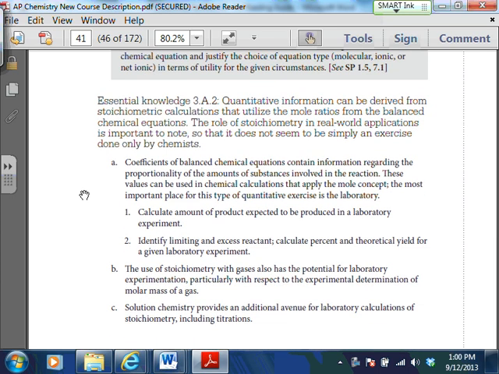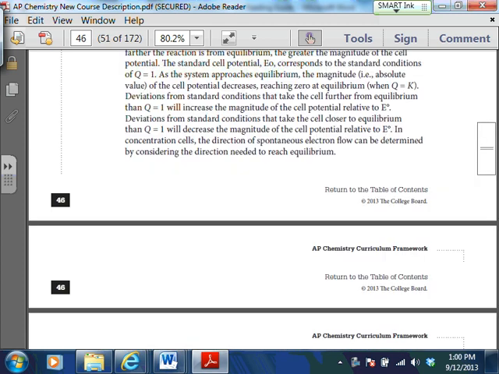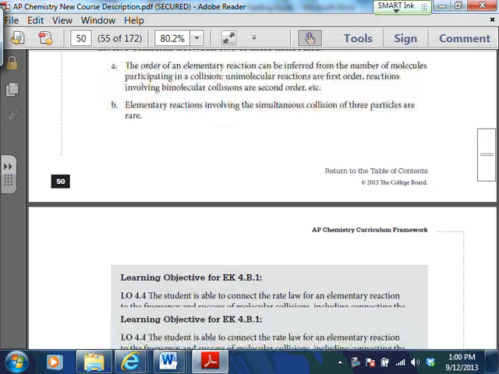That's good for big idea 3. And we got to go all the way to 5. We'll just skip past 4.